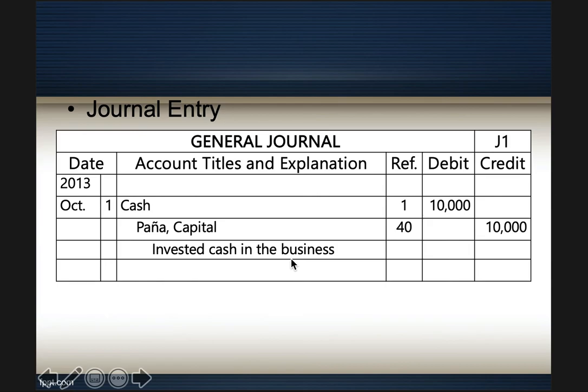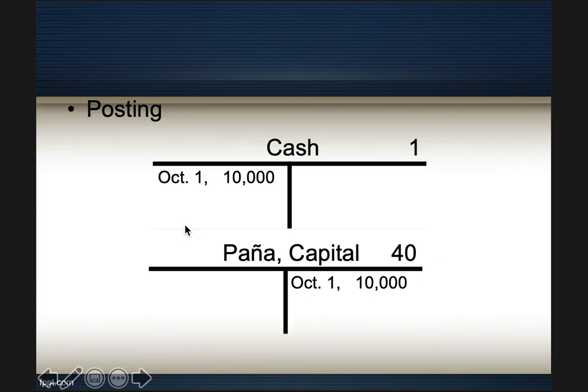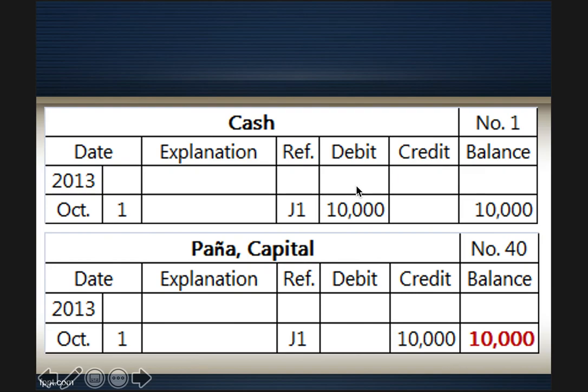Now look at the T account. We have a T account for cash and a T account for capital. For cash, you have your debit entry here, dated October 1. And for capital, you have your credit entry here, dated October 1 also. Now you might ask, what is this one? What is this for? 40. This is the account number that can be seen in the ledger account. So this is a simplified view of posting. The real posting happens on the ledger account. So you have your cash debit 10,000. Where does it come from? From journal page 1. And your balance is 10,000. For the capital account, you have credit and just copy it for the balance.